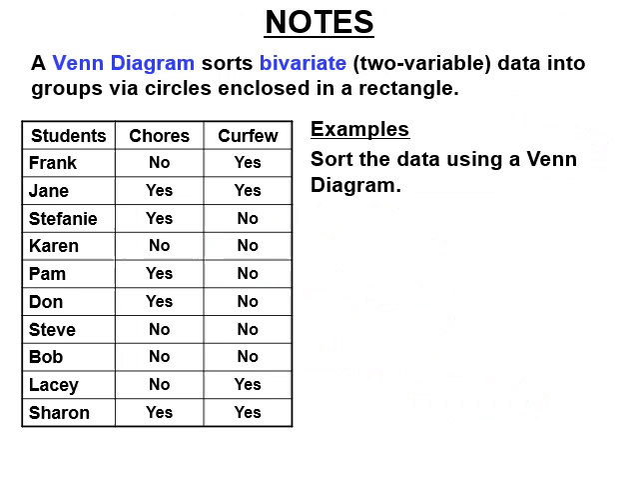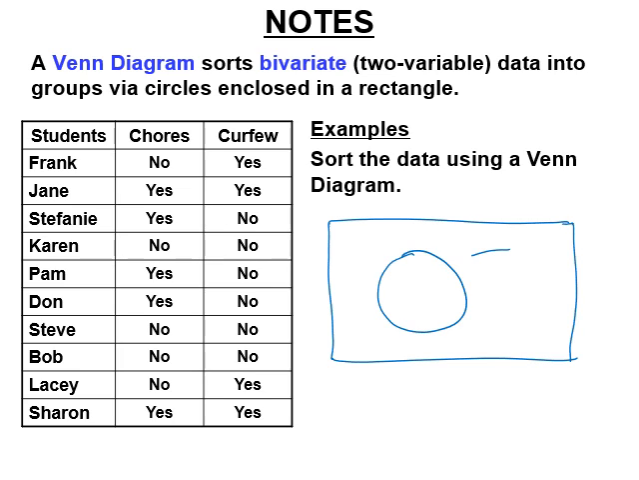So this is the same Venn diagram we just had. And so we're going to sort the data using a Venn diagram. You start by drawing a rectangle. And then you're going to draw two circles that overlap. Okay. And so let's start with the neither. I'm just going to cross them out. This is Karen, we said, had neither, Steve had neither, and Bob had neither. So there were three people that had neither.